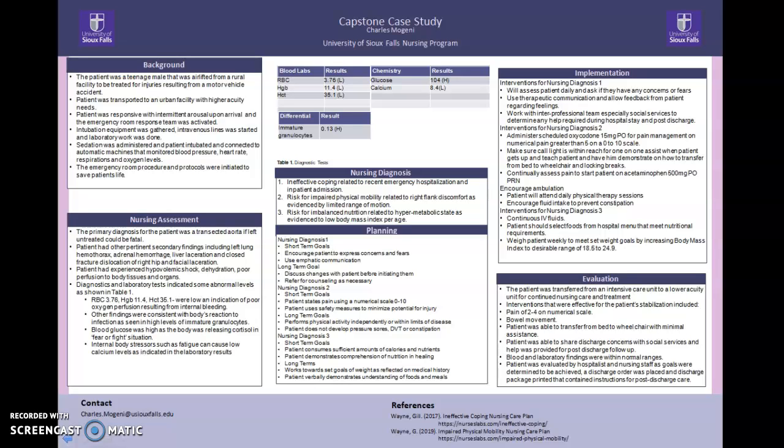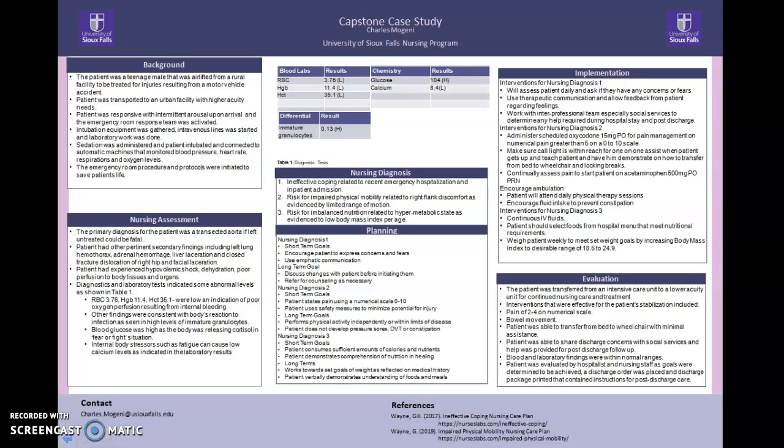Encourage ambulation. Patient will attend daily physical therapy session. Encourage fluid intake to prevent constipation. Intervention for nursing diagnosis 3. Continuous IV fluids. Patient should select foods from hospital menu that meet nutritional requirements. Weigh patient weekly to meet set weight goals by increasing body mass index to desirable range of 18.5 to 24.9.